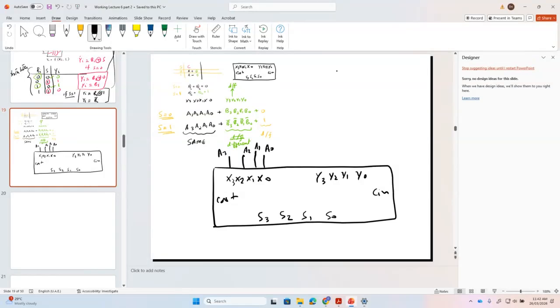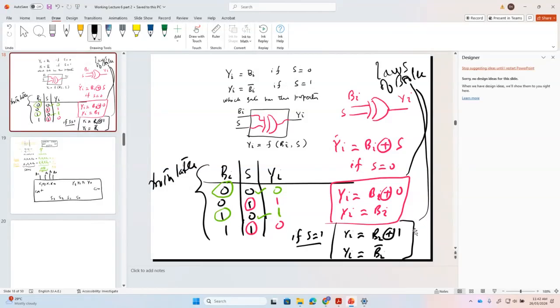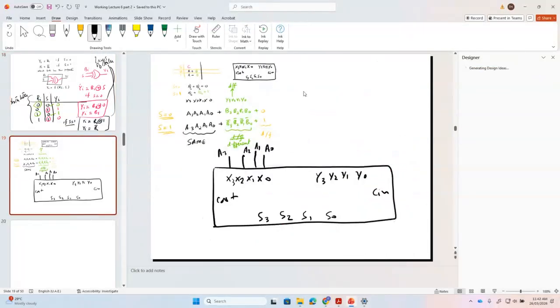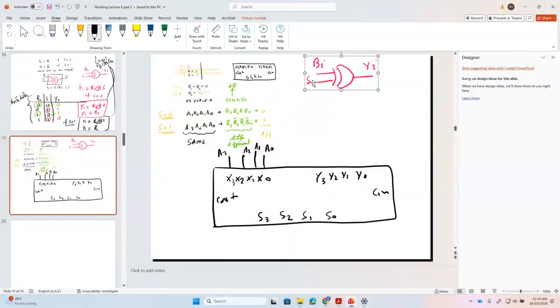Please remember, now we prove it here. If you look here, we proved it. What is yi? yi is the same thing. I'm copying it, and then you see here, paste it here. What is yi? yi is bi XOR S. So basically, what is y0? So y0 will be what? Help me.